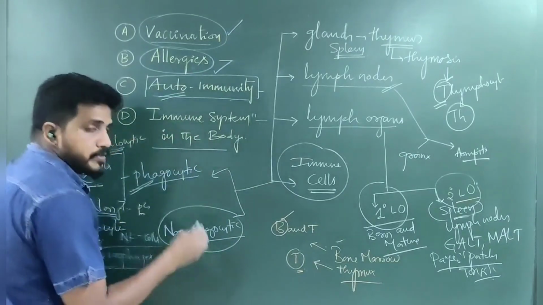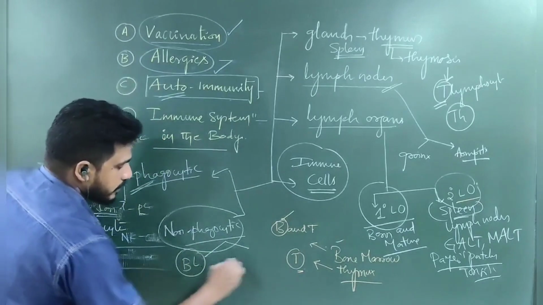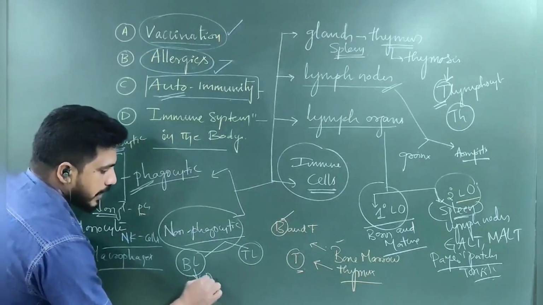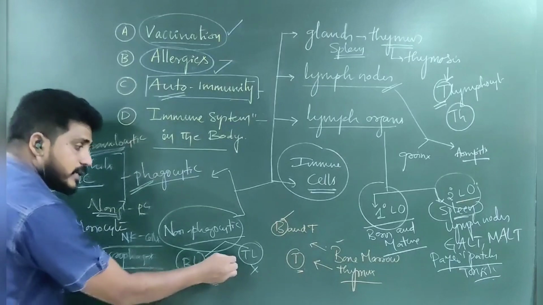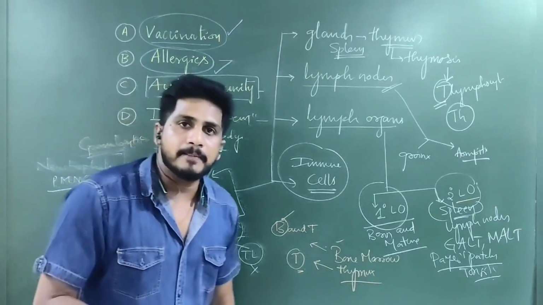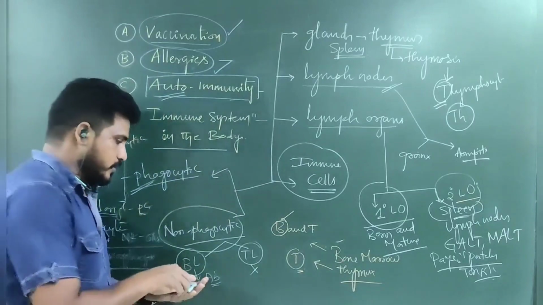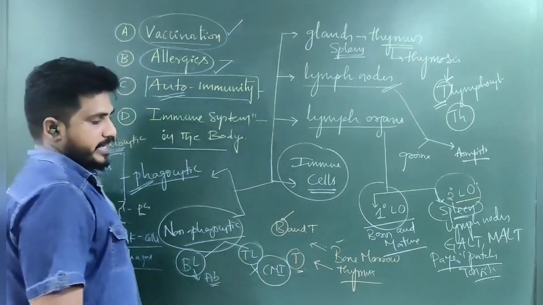How? They can produce antibodies. Mainly, they are B lymphocytes and T lymphocytes. B lymphocytes can produce antibodies. T lymphocytes cannot produce antibodies, but they can directly attack with the immune cells. That is why it is called cell mediated immunity, CMI.